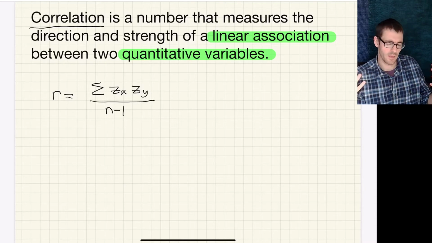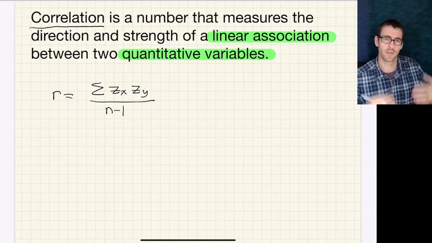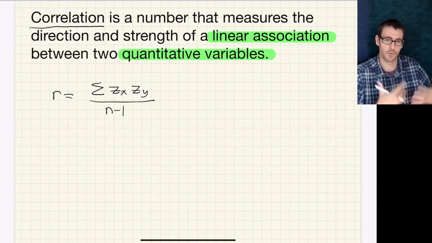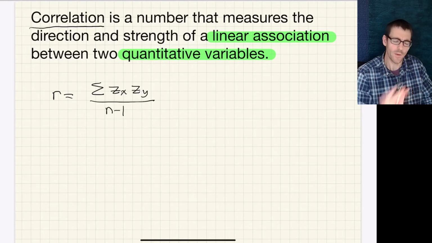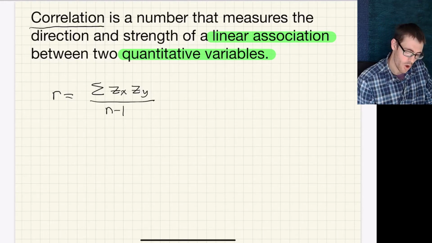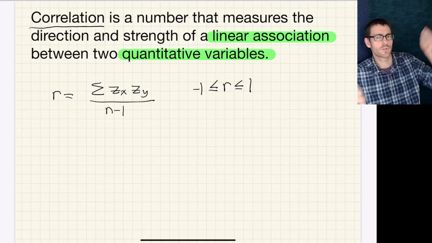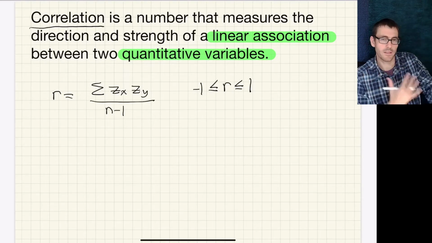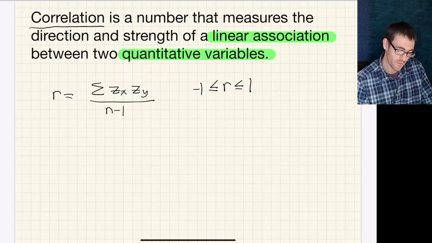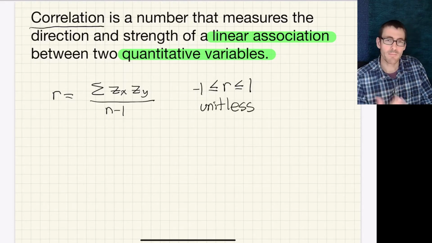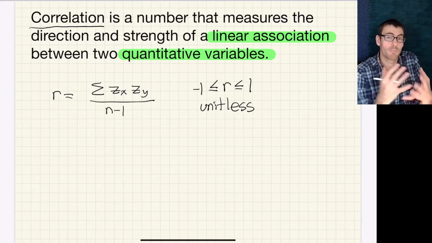Before we jump into an example using it, because when given a formula, it doesn't really make sense, at least to me, until I actually get in and start using it. Before we do that, I want to point out that r is always going to be some number between 1 and negative 1. Right? So as we'll see, an r value of 1 or negative 1 are the extreme options, and typically it's going to be somewhere in between there. The other thing that I want to point out is that this is unitless. And what I mean by that is r is just going to be some number by itself.